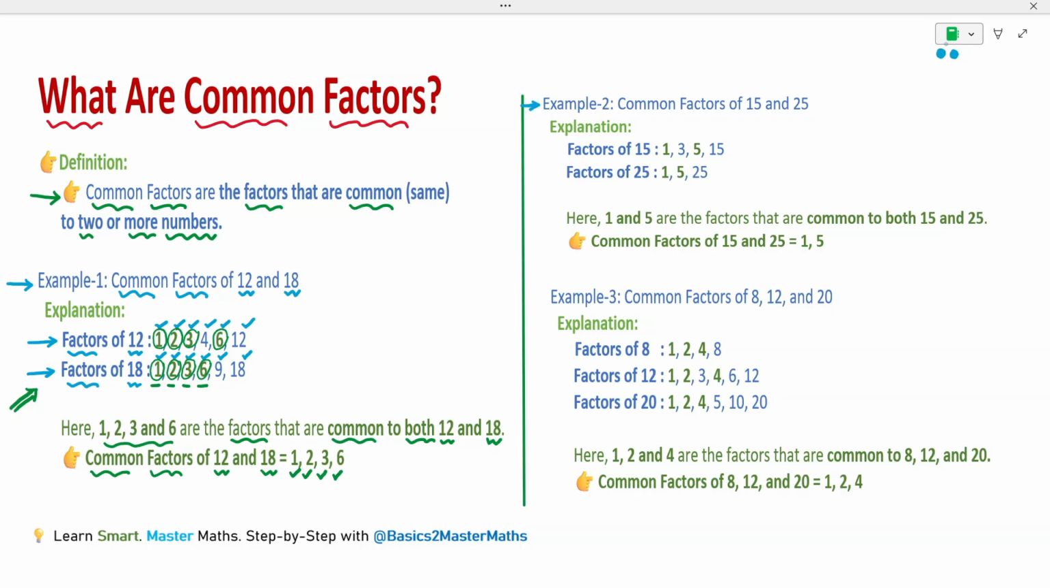Example 2. Common factors of 15 and 25. We know that factors of 15 are 1, 3, 5 and 15. Also, factors of 25 are 1, 5 and 25.